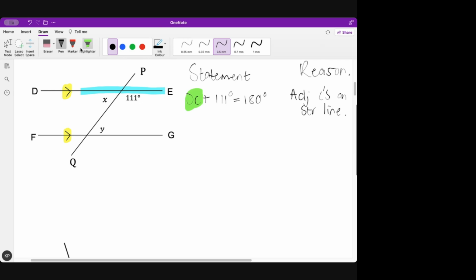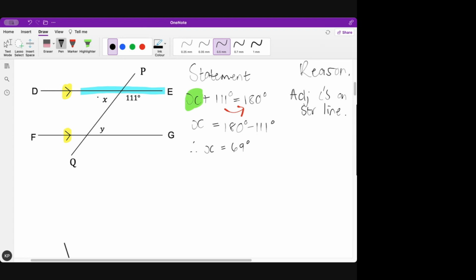Come on, guys. The more we participate, the quicker this lesson will go for you. Thank you, Dumi. Thank you very much. So we're going to take this 111 over to the other side, and when it gets to the other side, what sign does 111 take? What sign will 111 have when it gets to the other side? A negative. Thank you. So now we have X is equal to 180 degrees minus 111 degrees. Therefore, X is, how much is 180 minus 111? Thank you, guys. That is 69 degrees.